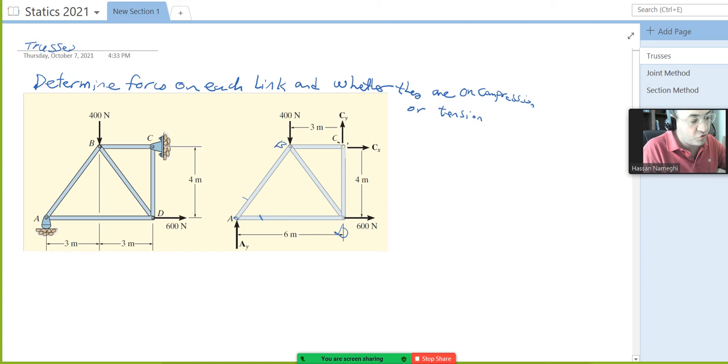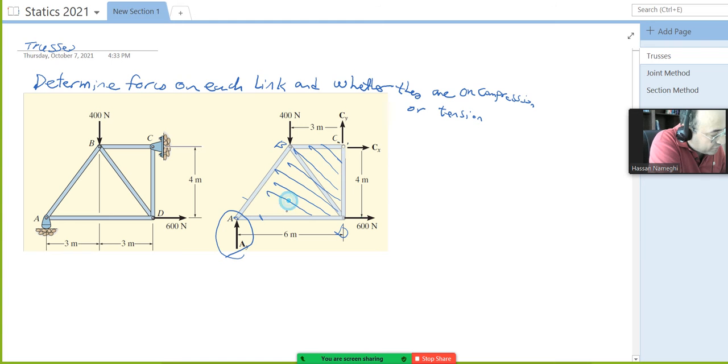So in this case, I need to draw the external free body diagram. So I need to find a joint that I can start from. Do you agree with me? If I find AY, I can start the calculation. Of course I can, because if I find AY, I would be able to proceed from there. So I'm going to draw what we call the external free body diagram. We don't care about anything inside.